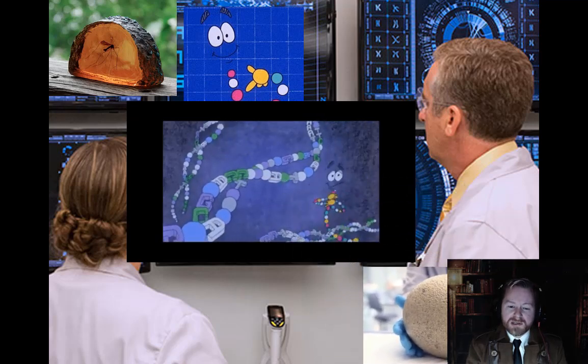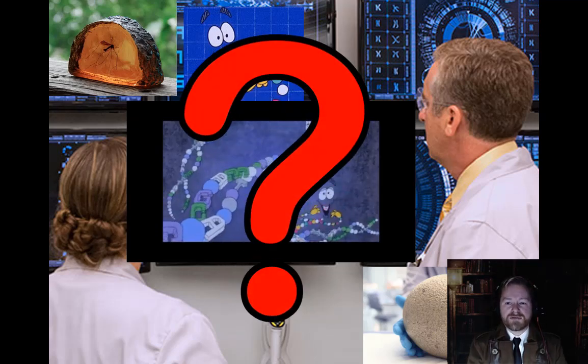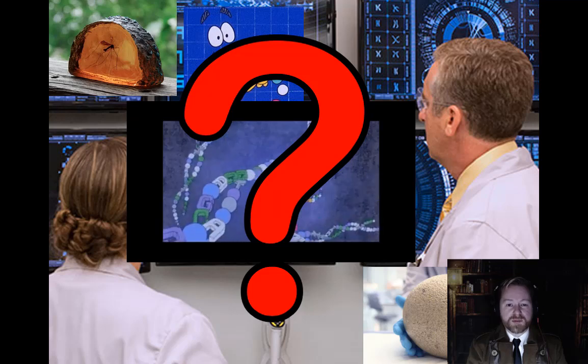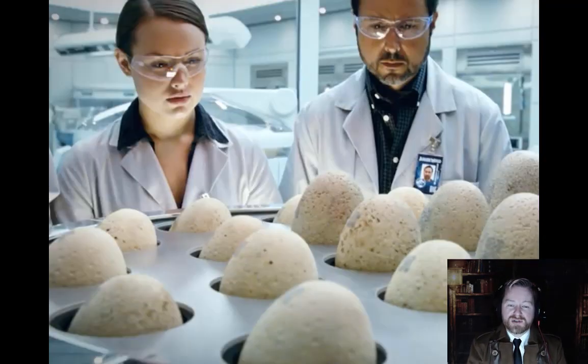So my question is, how do you actually go from the blueprint to the actual physical object that the blueprint tells you to make? How do you go from the DNA to the actual baby? Well, they didn't need to explain it in the video. We already know how that happens. That is transcription and that is translation.